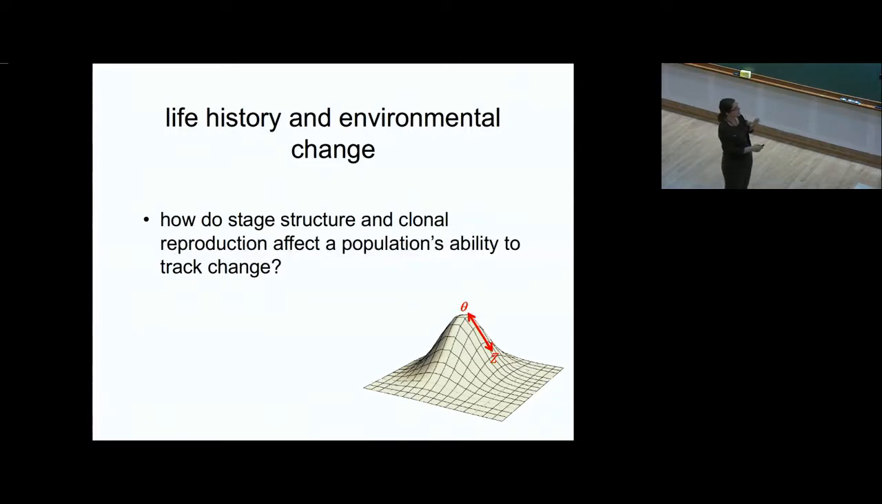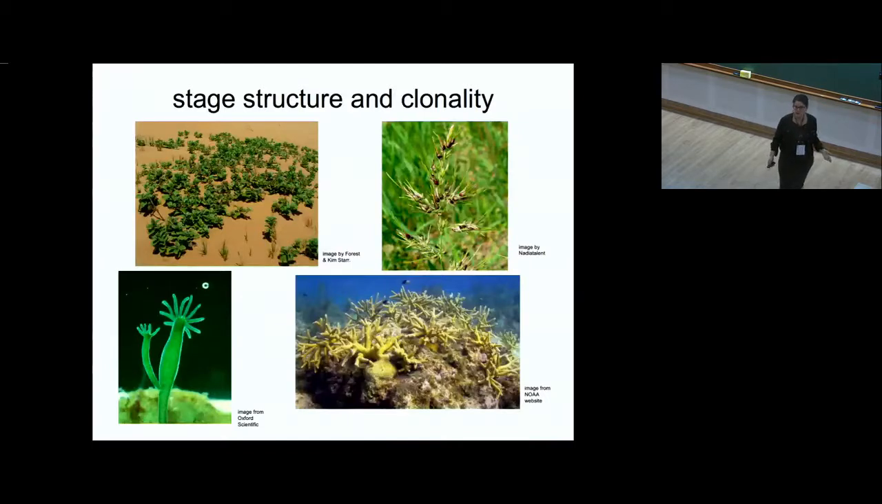So the question we were asking is, how does stage structure and clonal reproduction affect a population's ability to do this tracking of change? So what is going to happen? I always feel like there should be an organism at some point, even though I don't work on any. So, stage structure and clonality.